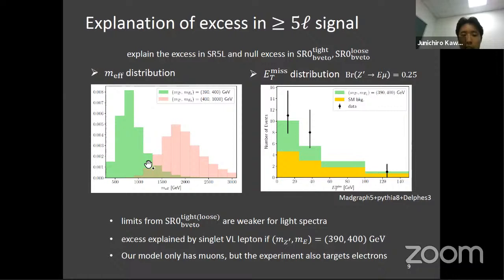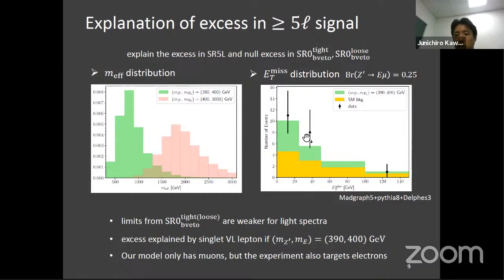As naively expected, if the vector lepton is heavier, then this M effective distribution tends to be higher. So here, the red histogram shows the case of the vector lepton mass of 1 TeV. But if it's lighter, its distribution goes to the lower region, and this histogram is given by the green histogram. So to evade the constraints from the other signal regions, the lighter vector leptons are favored. And if the vector lepton is lighter, we can explain the excess consistently with the other signal regions.